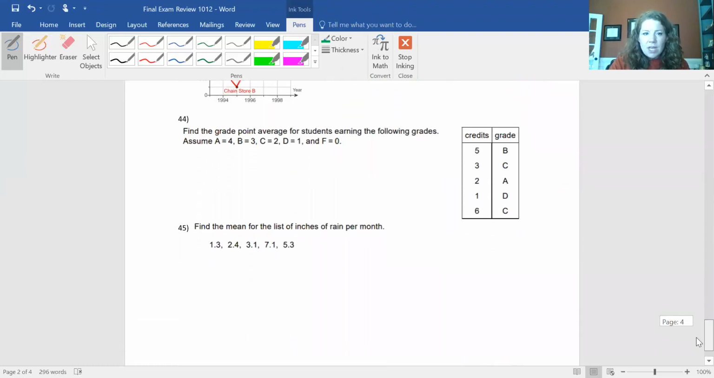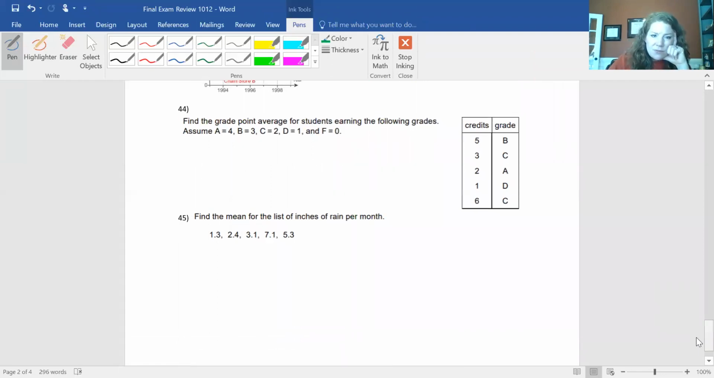Got 2 more. All right, so find the grade point average for students earning the following grades. Assume that an A is worth 4 points, B is worth 3 points, C is worth 2 points, and a D is worth 1 point. All right, so if he took a class that was worth 5 credit hours, and for every credit hour, a B is worth 3 points, then 5 times 3 is 15. And then in his C class, let's see, C's are worth 2 points. So that was a 3 credit hour.